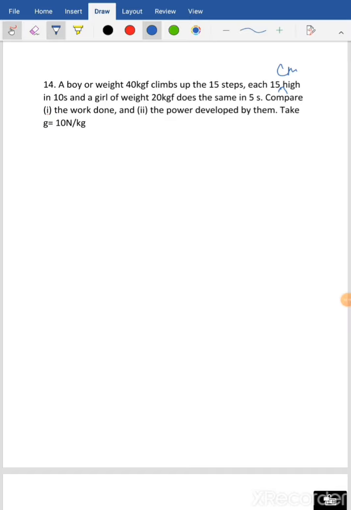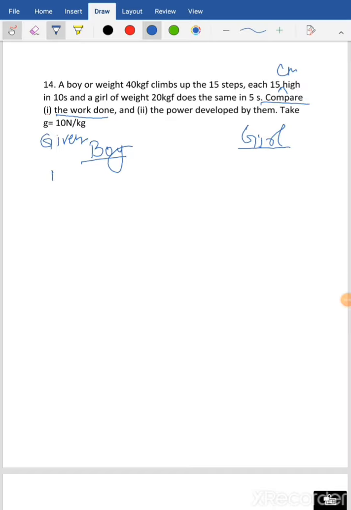So we are asked to find the work done. We have to compare, meaning whenever the question says compare, your solution should be in terms of ratio. Because we are comparing here the work done by the boy with the work done by the girl. First of all, let's write the given information from the question. Since there are two people here, a boy and a girl, we'll make two headings to write separately the information given for the boy and the girl.